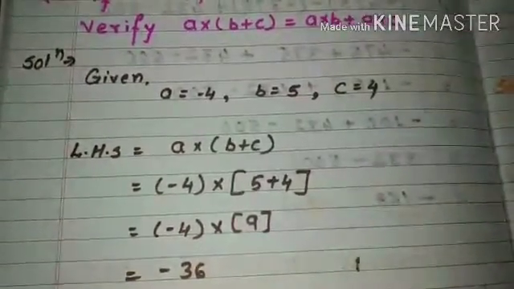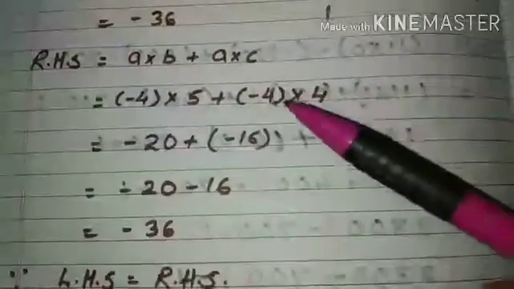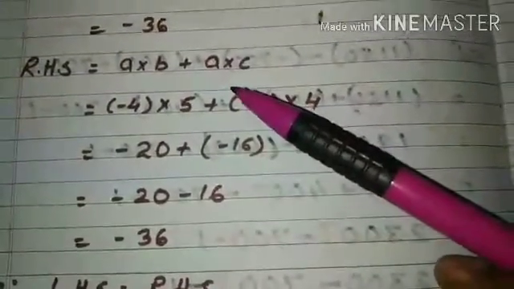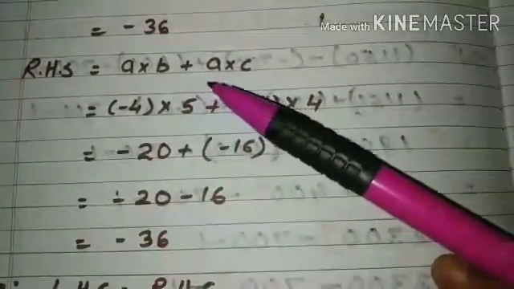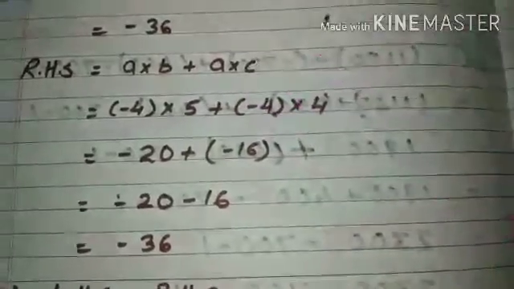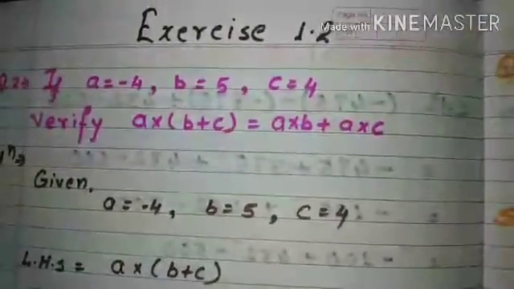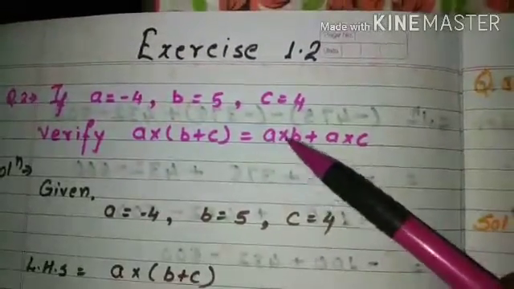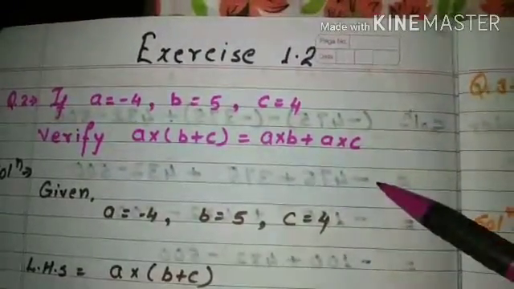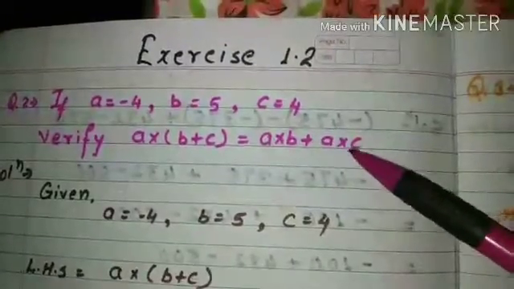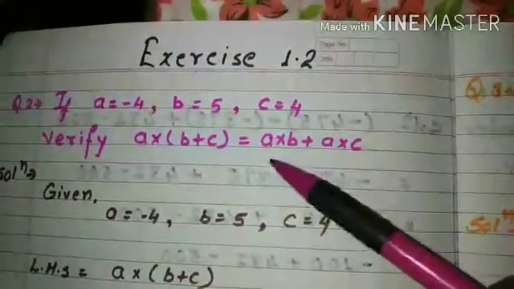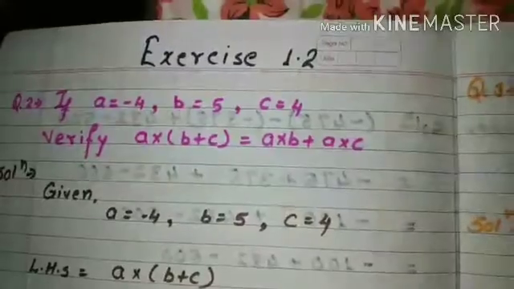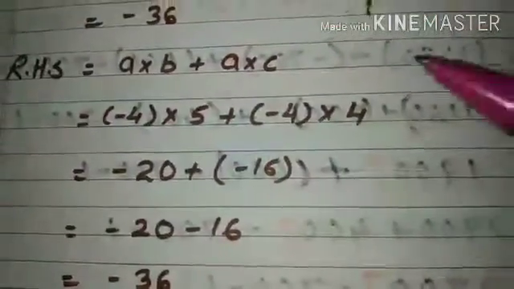Okay, and now we will take the right hand side. The right hand side is a into b plus a into c. Students, you can see here, this is the right hand side of the equation: a into b plus a into c. We will write right hand side and take this. Okay, so now let's solve this right hand side.